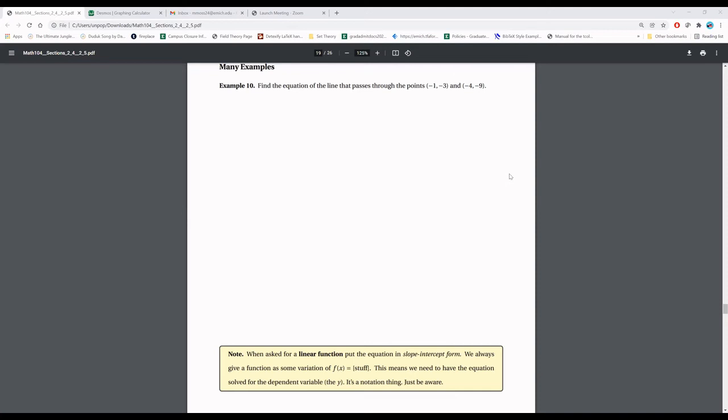Now I need to know what the slope is in order to get the equation. So let's go to our slope formula and find the slope of this line. So we said our slope formula says my slope is y2 minus y1 divided by x2 minus x1. And we don't need to worry about which one, but we can just let that be 1 and let this one be 2.